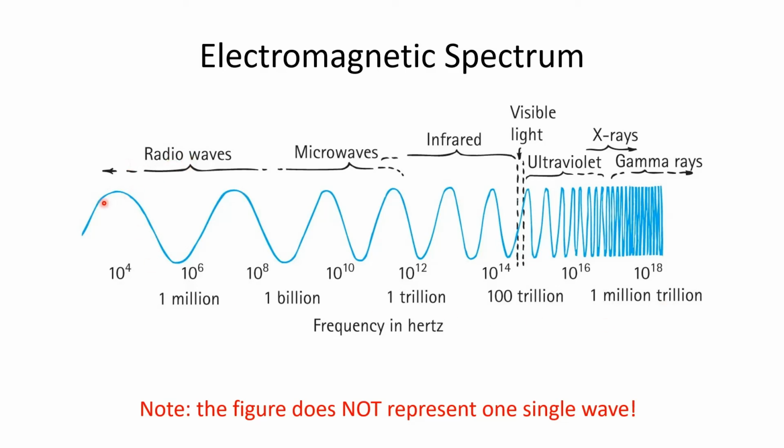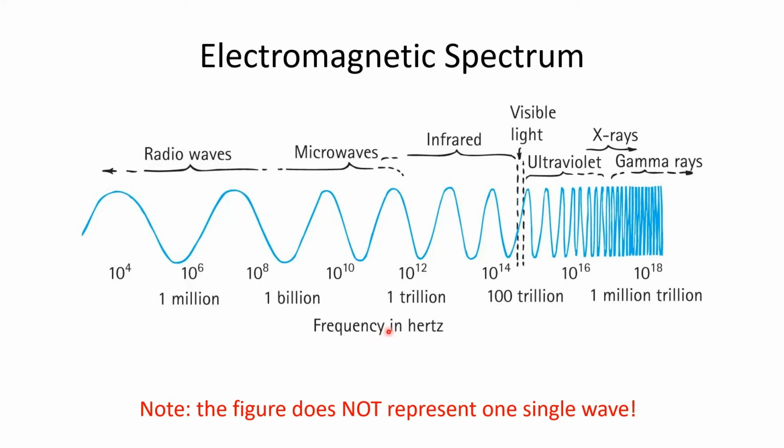Notice that radio waves with the much longer wavelength have a much lower frequency, but that's still 10,000. 10 to the 4 is 10,000. So that means radio waves are still oscillating around 10,000 times each second, what we call a hertz.